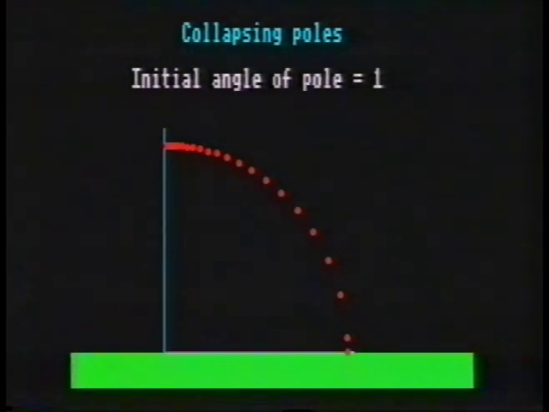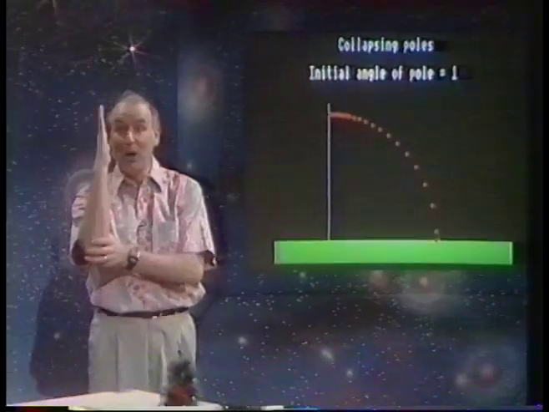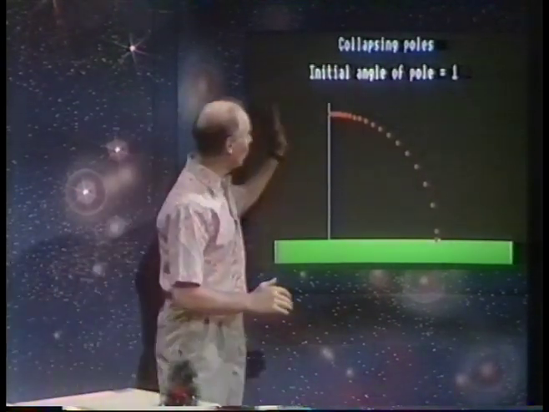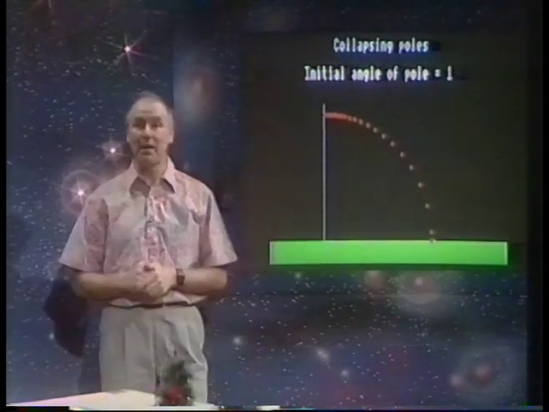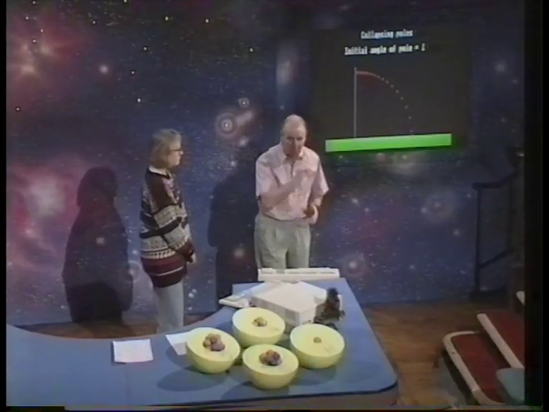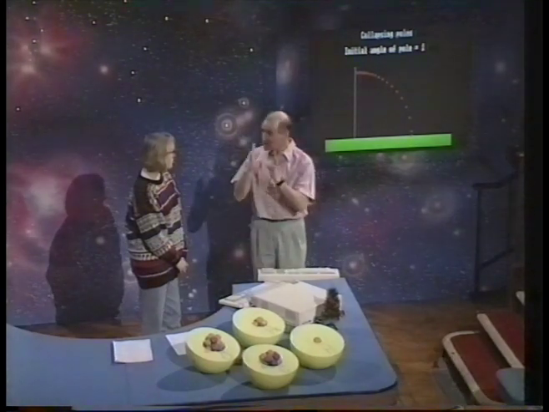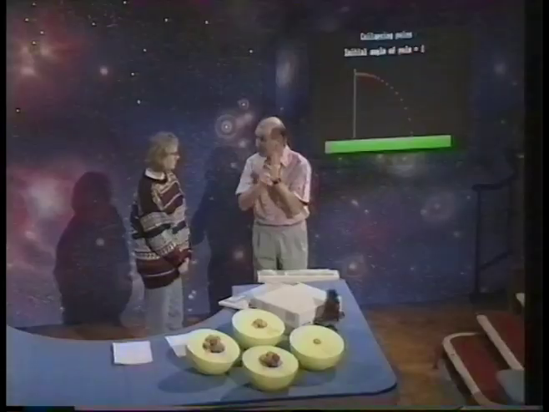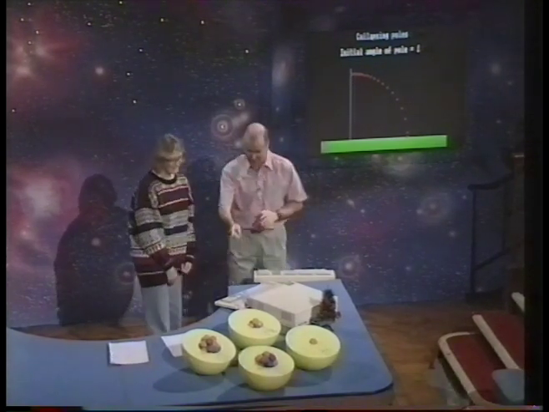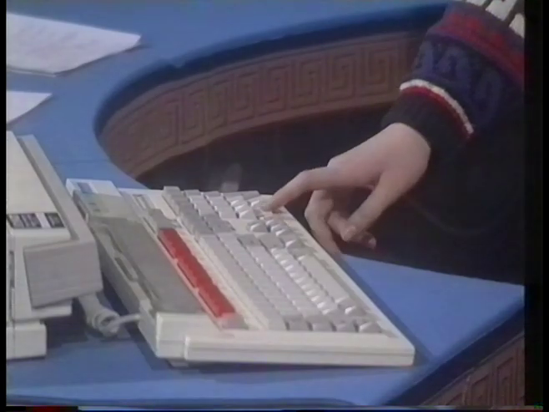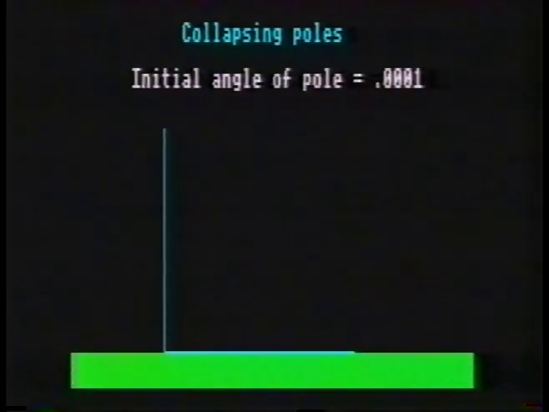And that is simply the theoretical explanation of a pointer collapsing under gravity. You see it keeps going to bigger and bigger angles as it collapses. But now here's the beautiful thing, because we're going to put in another initial angle. And let's make it extremely tiny, 0.00001 degrees. Okay? So just try putting in 0.000 and a 1, and enter.